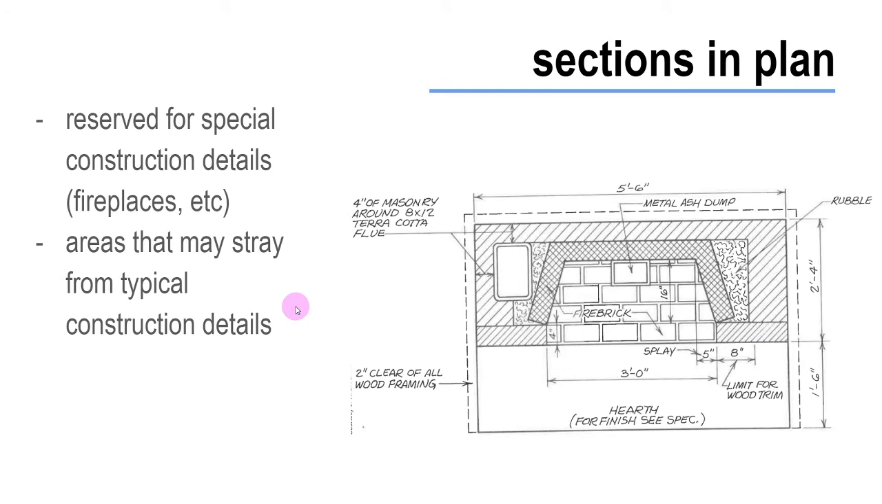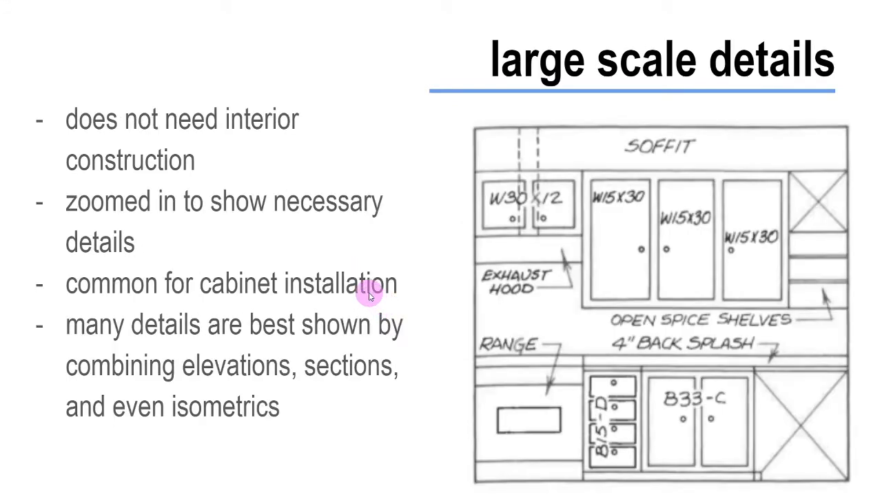You'll have sections in plan for areas that stray from typical construction details. So if it's a very specific abnormal feature that wouldn't be done the way that it would typically be done, or maybe it's something that most contractors wouldn't be doing on an average or daily basis. If it's a staircase that has some specific feature to it that's important, you could do a section in a plan view. And aside from sections with details, you can also have large scale details for things like elevations.